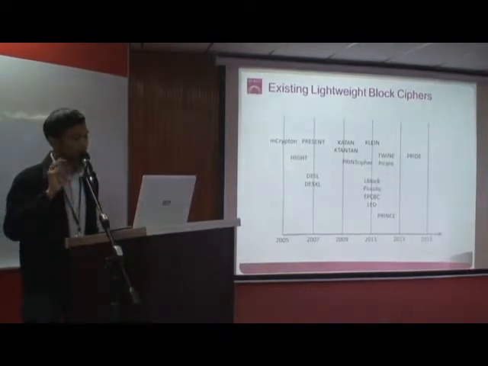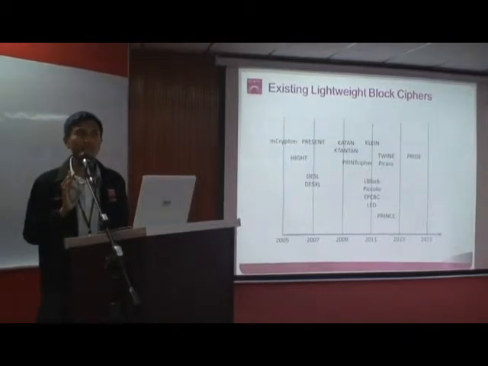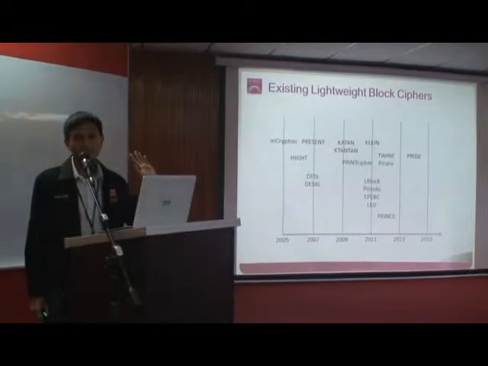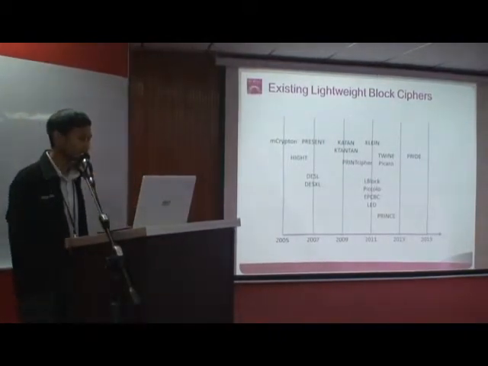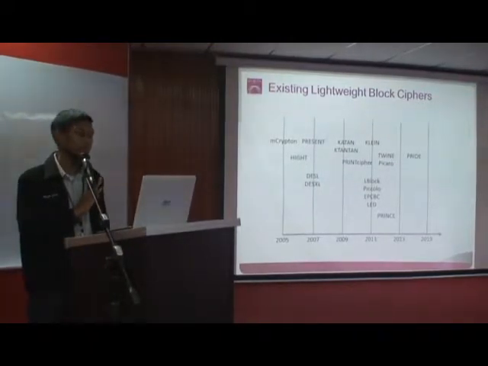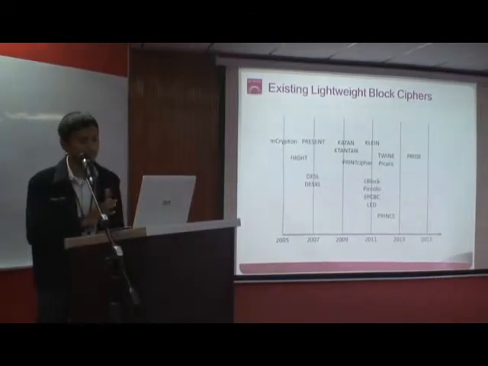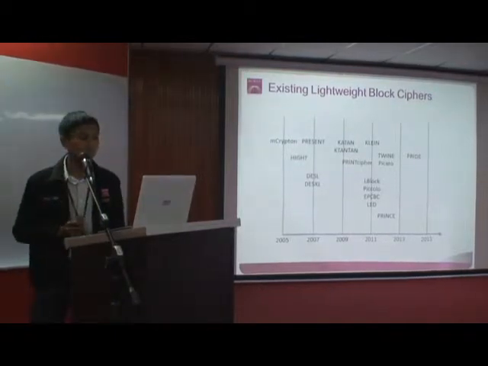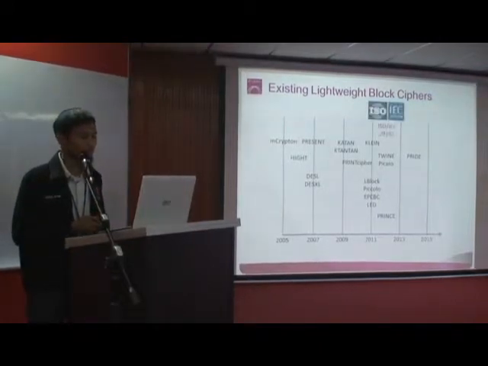Lightweight block ciphers have been in existence, as far as we know, since the year 2005. Before 2005, we have the AES. AES was published in the year 2000. The earliest proposal of a lightweight block cipher is mCrypton. And then we have HIGHT, PRESENT, and so forth. It's still an active area of research, and people are still proposing new lightweight block ciphers.